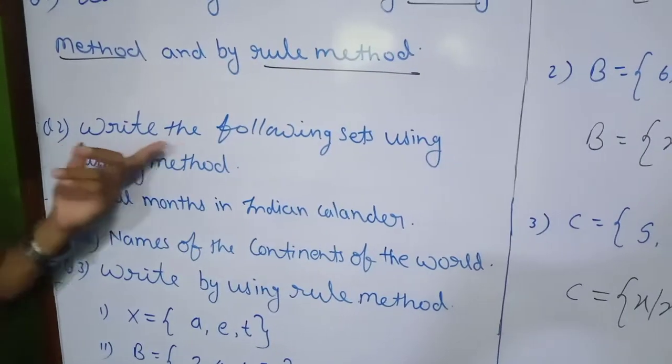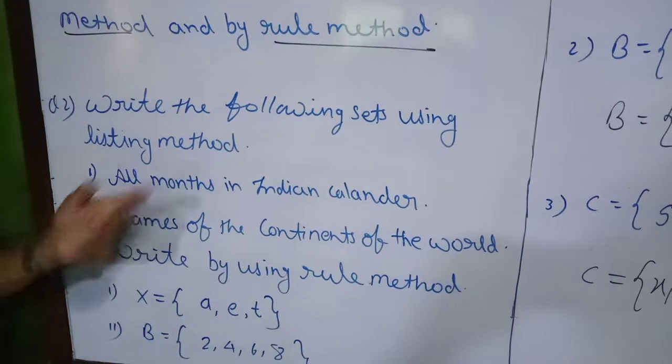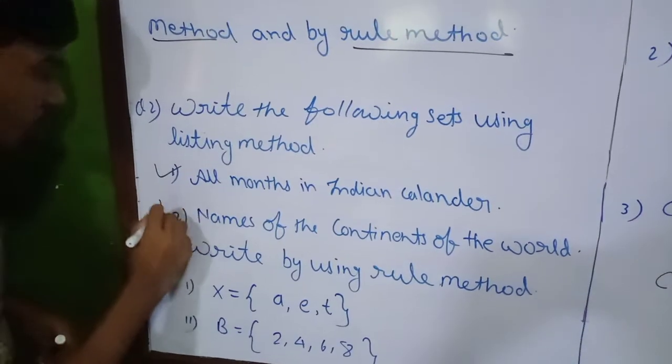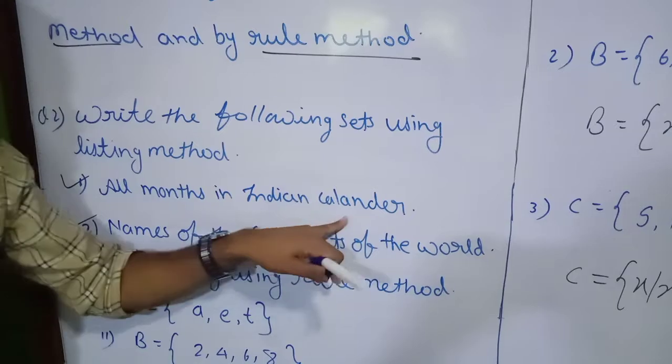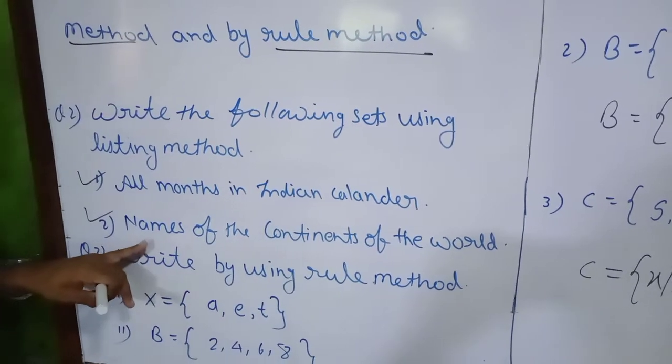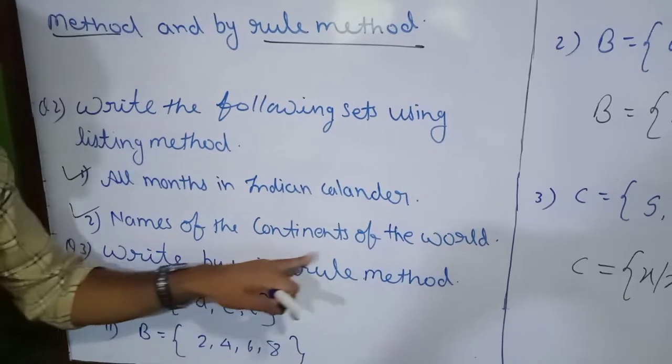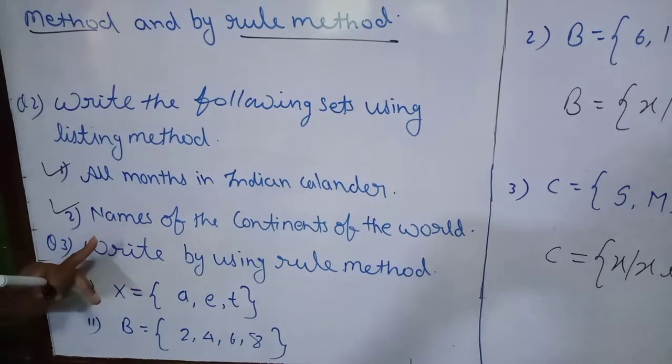Question number 2: write the following sets using the listing method. Here we have two questions. We are going to write them using the listing method. All the months in the Indian calendar, we are going to write by the listing method. Names of the continents of the world, again by the listing method.